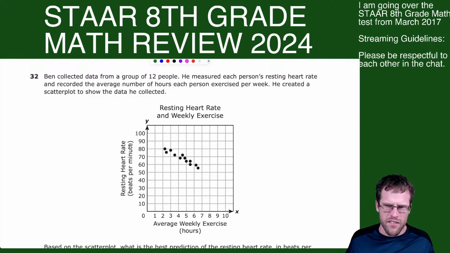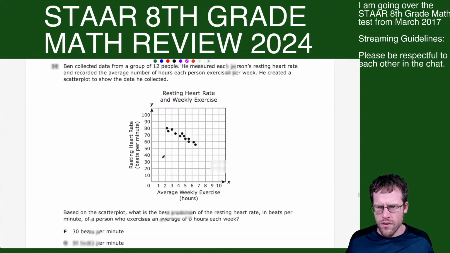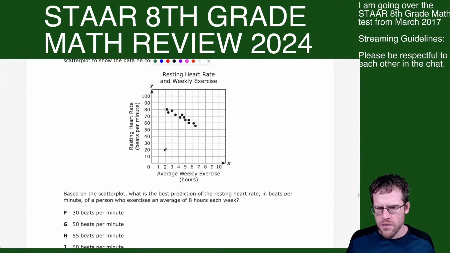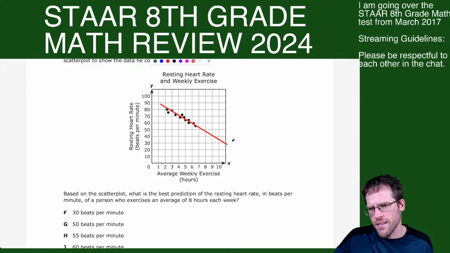So more lines of best fit. All right. 12 people. This time I'm not plotting it, so not happening. So based on the scatter plot, what is the best prediction of the resting heart rate in beats per minute of a person who exercises 8 hours a day? So here, once again, just do your best to draw a line going straight through all this. Okay, so let me see. I would recommend using a student ID or a ruler. So that's decent enough.